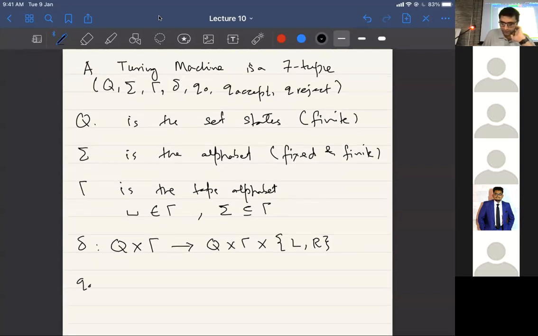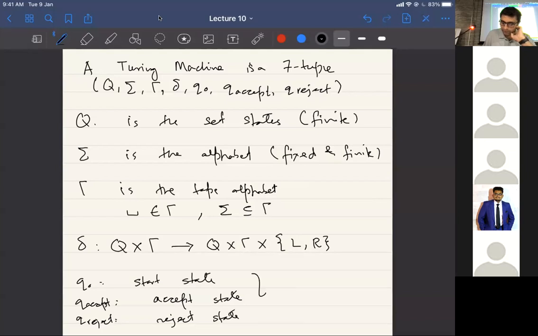So Q0 is the starting state. Okay. Q accept is a designated accept state. And Q reject is the designated reject state. And together, all these things belong to the set of states. Okay? There is nothing special about this definition. It's very similar to the definition that we have seen for DFA, NFA, CFG, and PDA, and so many other things. So it's a very similar definition.